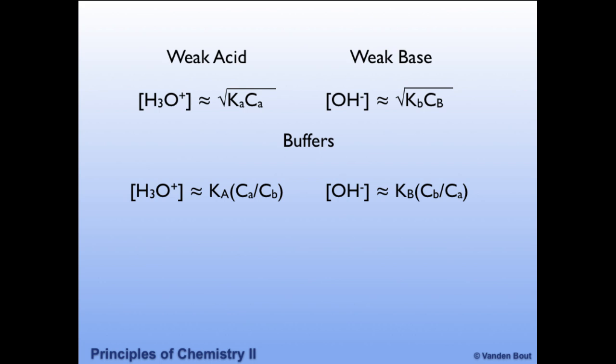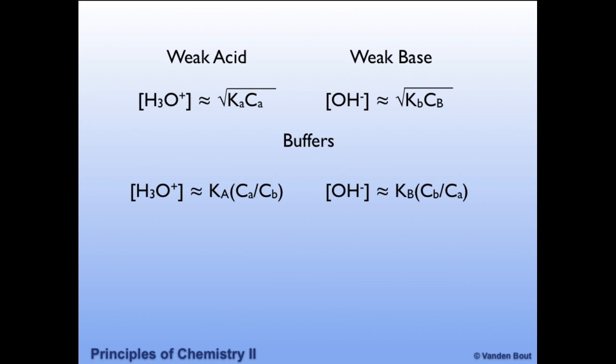Pulling that all together, we end up with some very simple equations. For a weak acid, if you want to find the pH, you need the hydronium ion concentration. That's approximately equal to the square root of Ka times the concentration of the acid in the solution. For a weak base, the hydroxide ion concentration is approximately the square root of Kb times the concentration of the base.